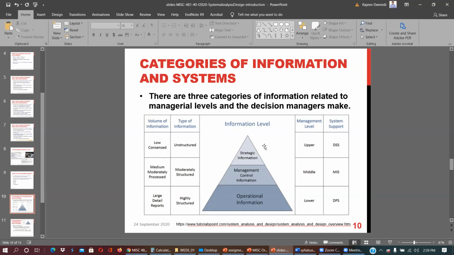And strategic information systems are used at the highest level. MIS is middle level, operational things are at the lower level, and on top of DSS is the executive support system. So this is the hierarchy of information systems.